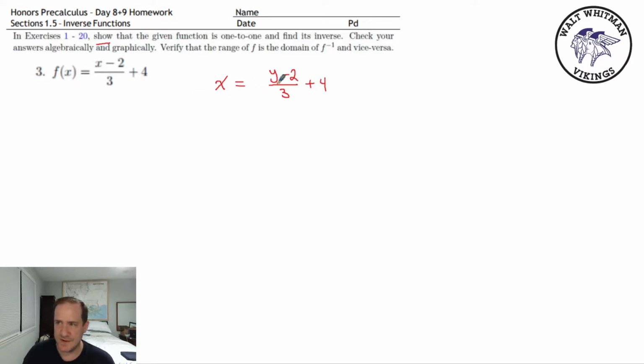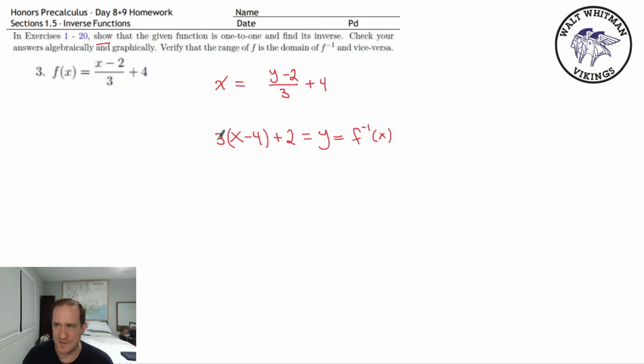And this thing being linear, the math here should be simple. We're going to subtract 4 from both sides. We get x minus 4. We're going to multiply through by 3. So we get 3 times x minus 4. Then we would have to add 2. And that's y. Should you be able to do all those steps in one fell swoop? Yeah, I think so. So y is going to be the inverse of f.